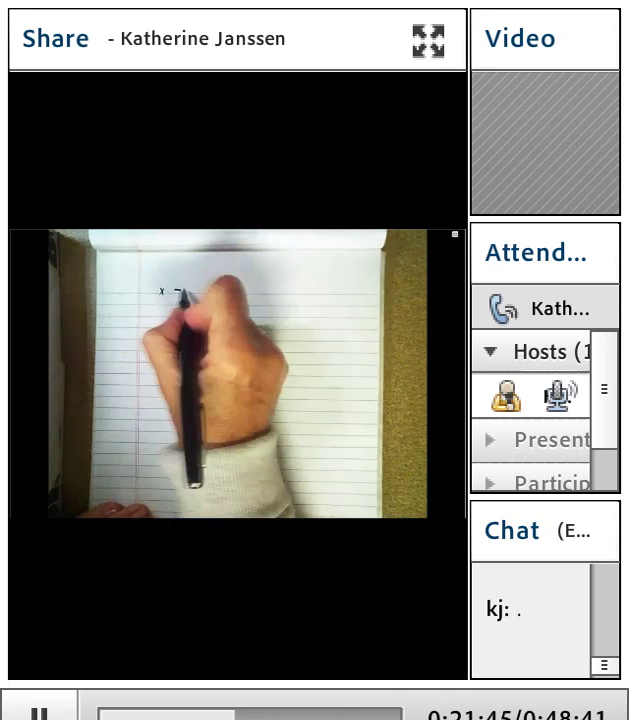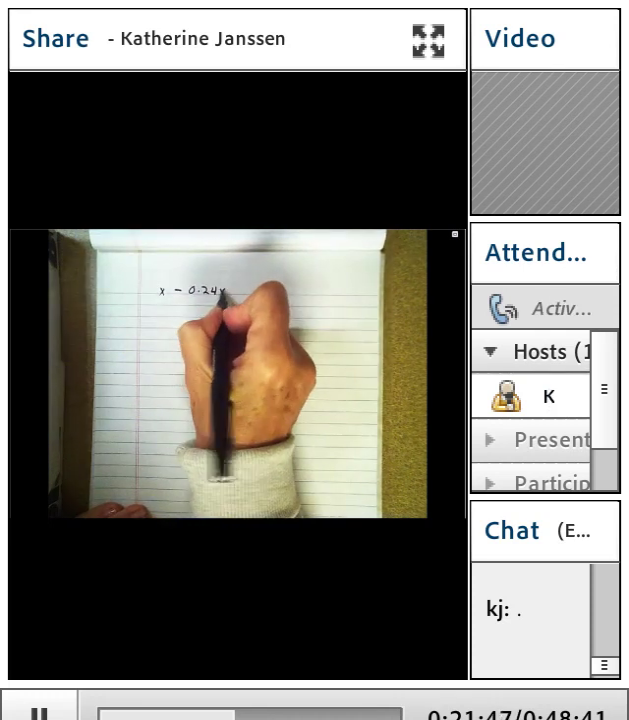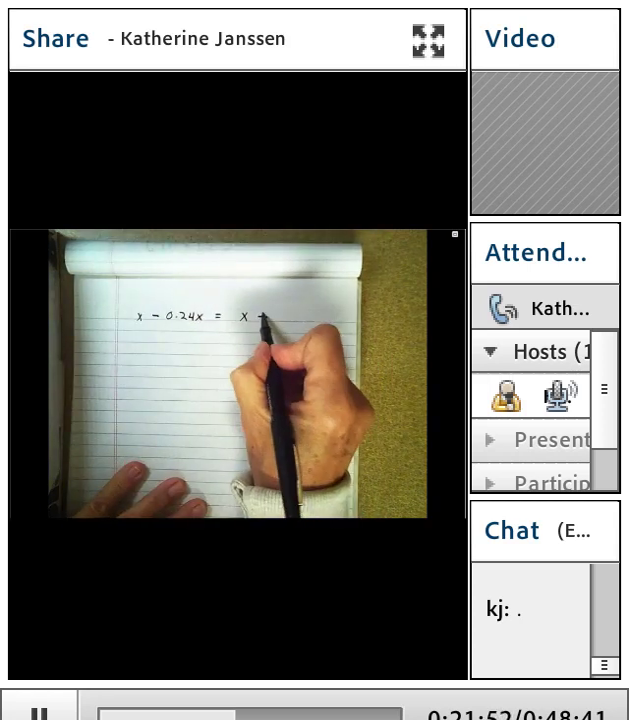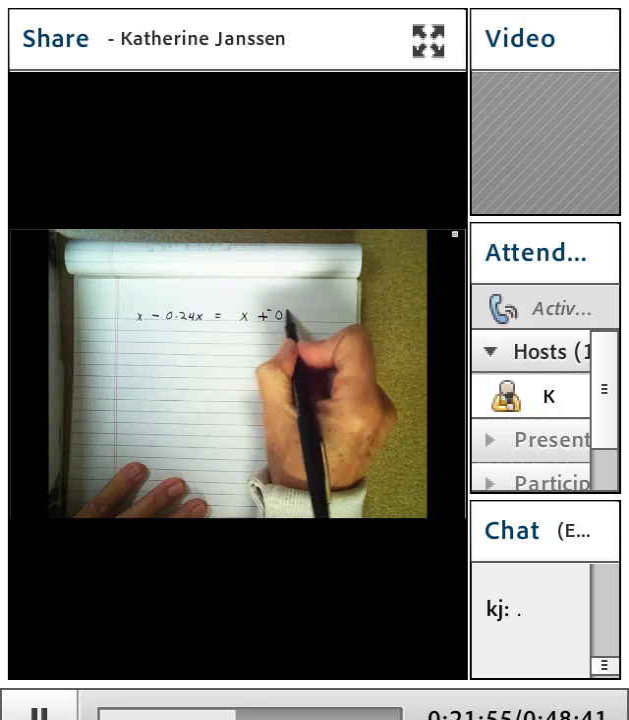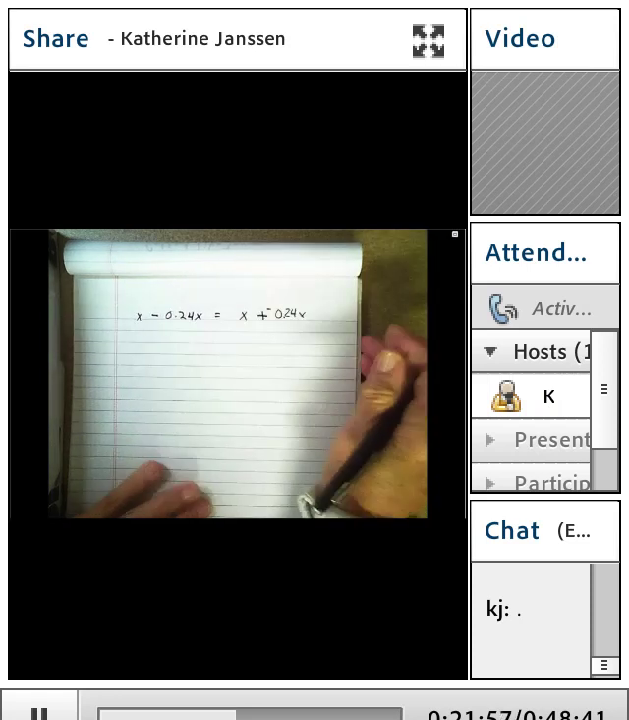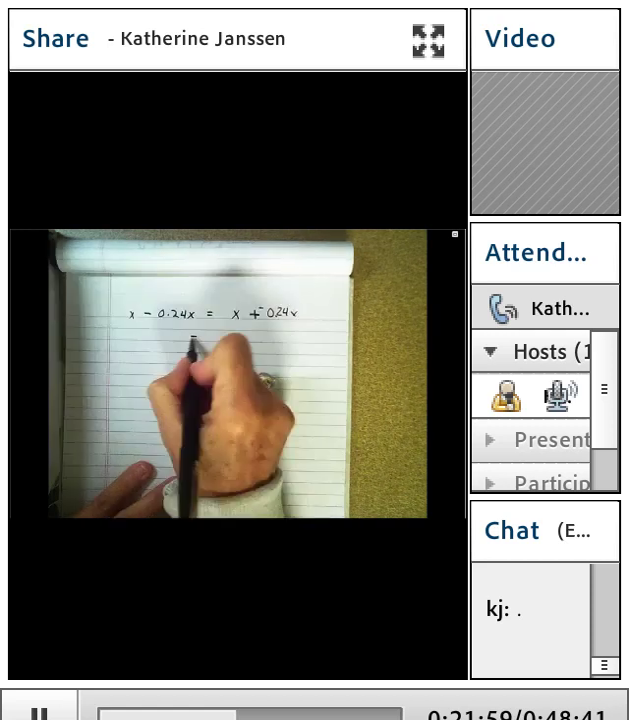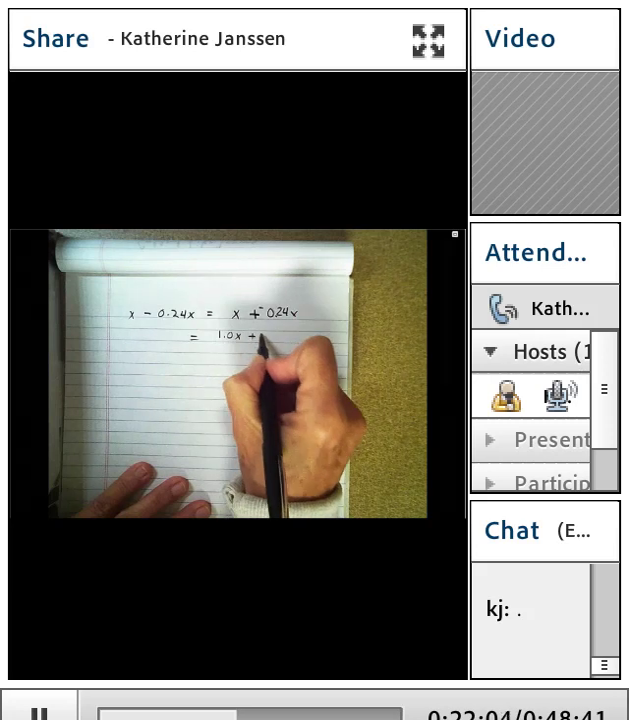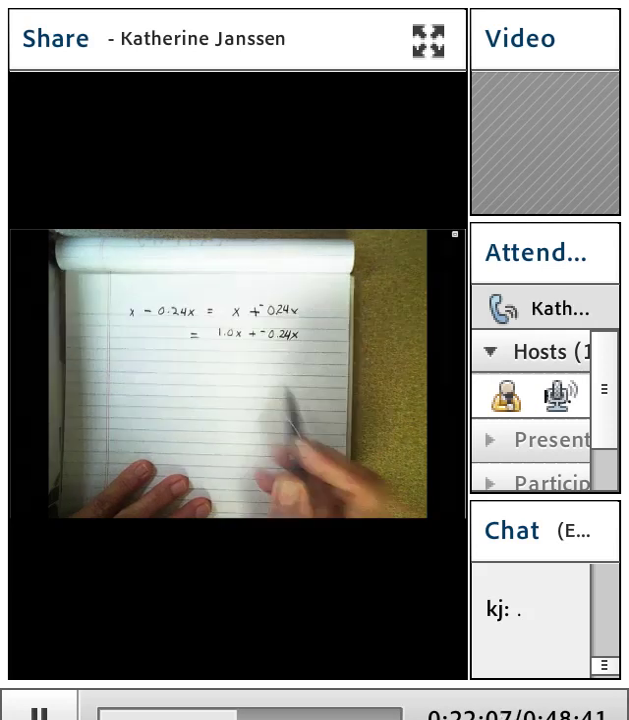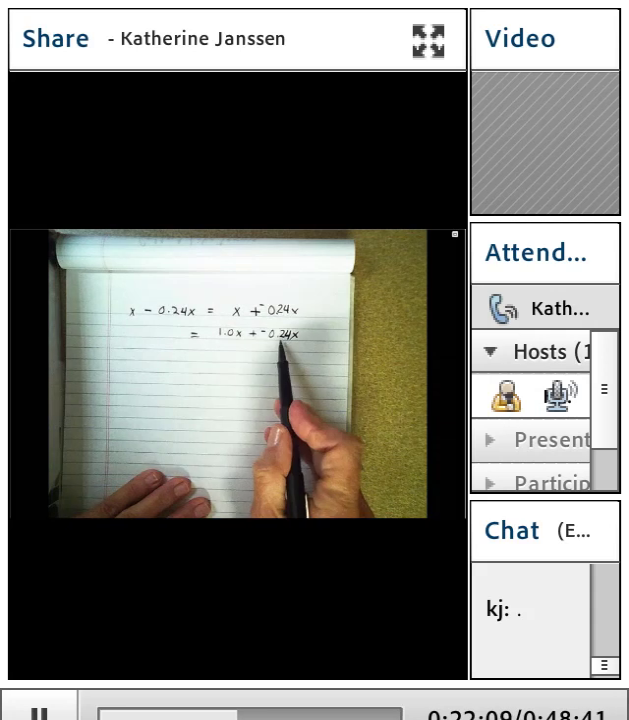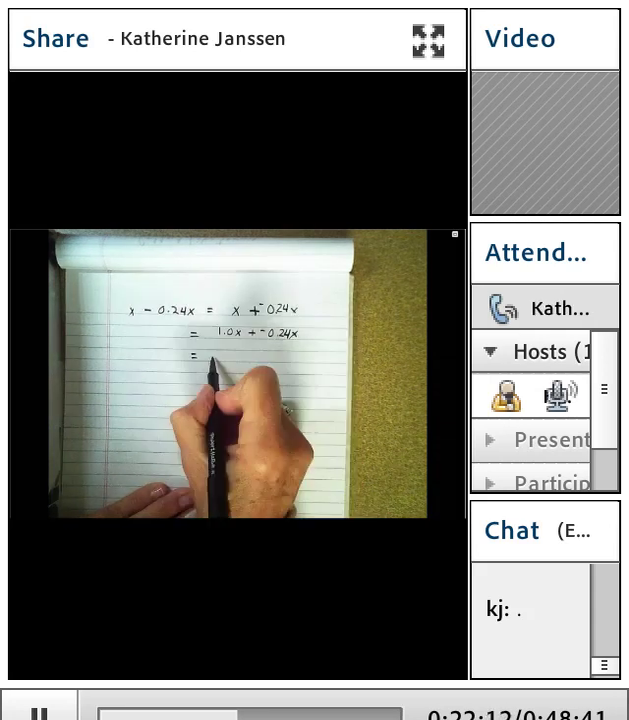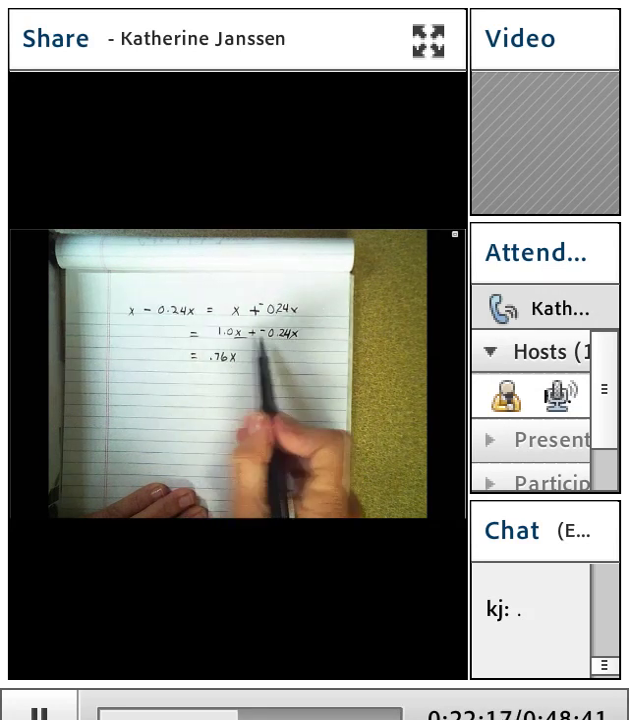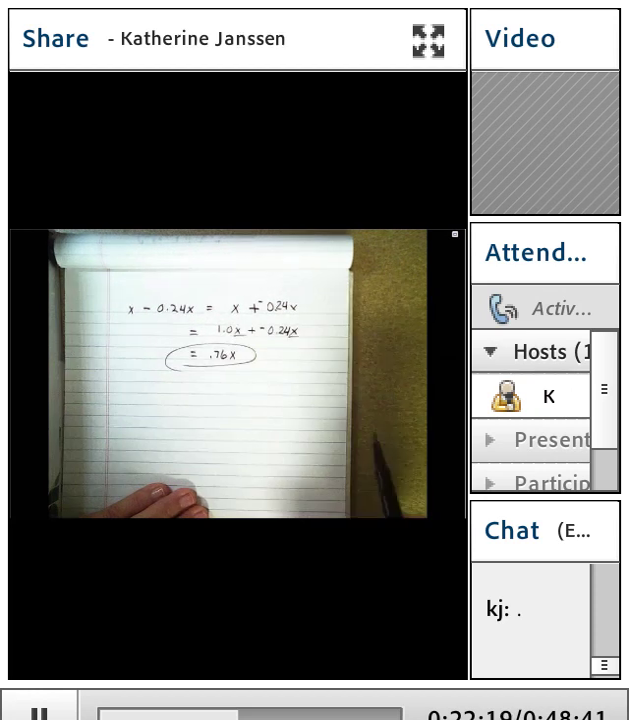x subtract 0.24x. Well, I see subtraction, so change subtraction to addition and add the opposite. This is actually 1.0x plus a negative 0.24x. And 1 subtract 0.24 would leave us with a positive 0.76x. x to the first degree, x to the first degree, I can collect like terms.